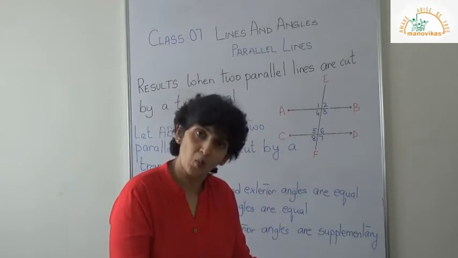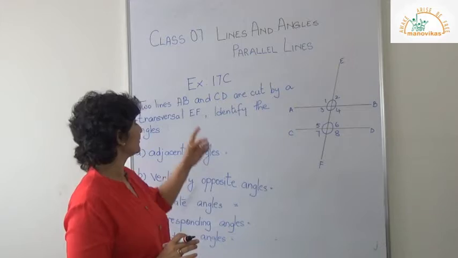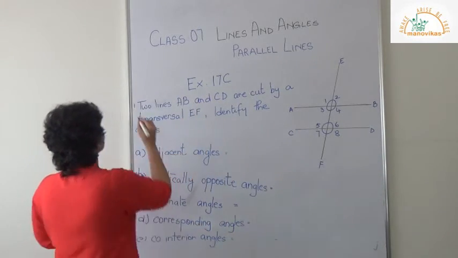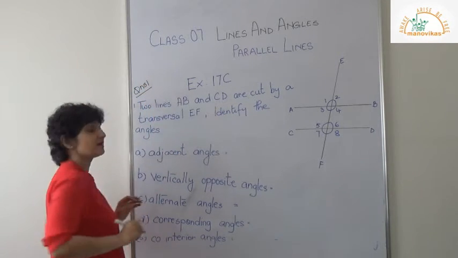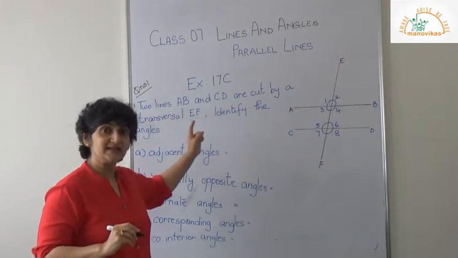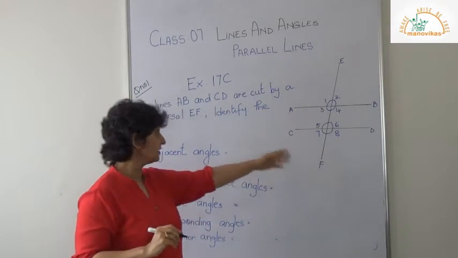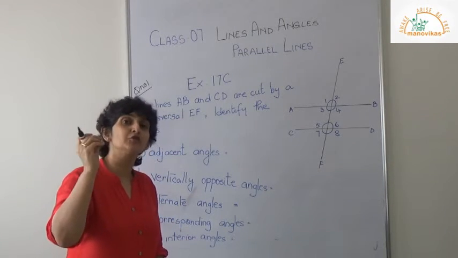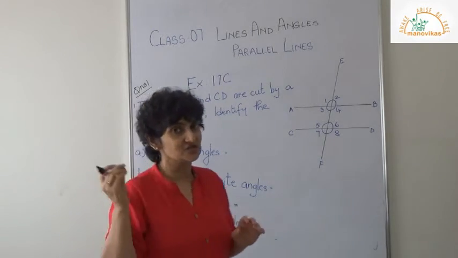Question 1. Exercise 17C. Children, let's do exercise 17C, question 1. Two lines AB and CD are cut by a transversal. Identify the angles. You just have to identify them, like adjacent angles, children.